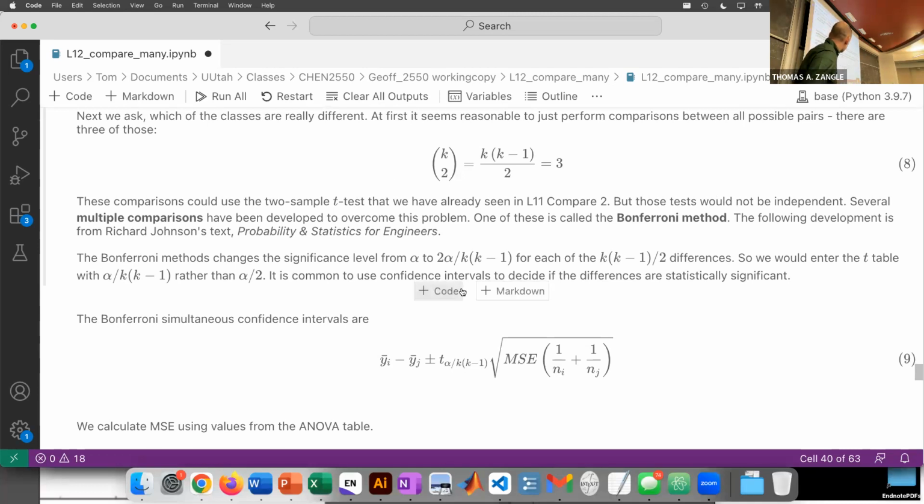In this Bonferroni method, we'll often use confidence intervals and look to see if those confidence intervals overlap with our critical value to see if the differences are statistically significant. The way we define those confidence intervals for a Bonferroni method is: the mean of group I minus the mean of group J, plus or minus the t statistic that we calculate based on this modified significance level, times the square root of MSE, the mean squared error, times 1 over Ni plus 1 over Nj.